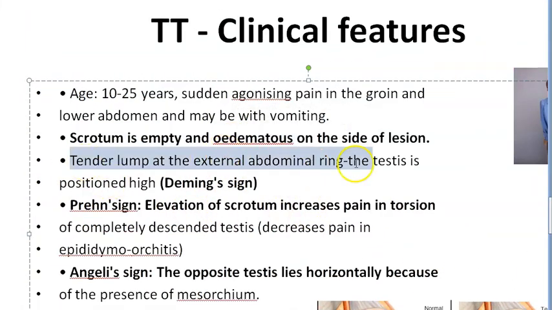Where will the testis go if it is empty? There is a tender lump at the external abdominal ring. The external abdominal ring is the external ring of the inguinal canal, right? The testis is positioned high. Then you have Deming's sign, Prehn's sign, and Angel's sign. Okay, let us look at Prehn's sign.